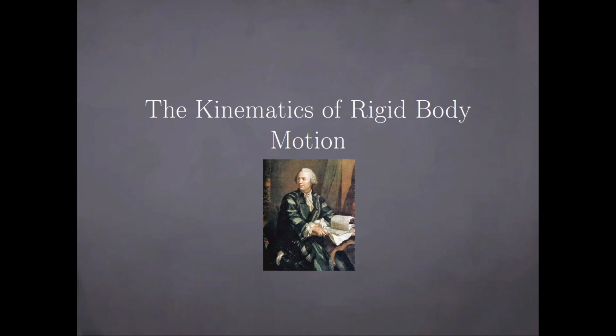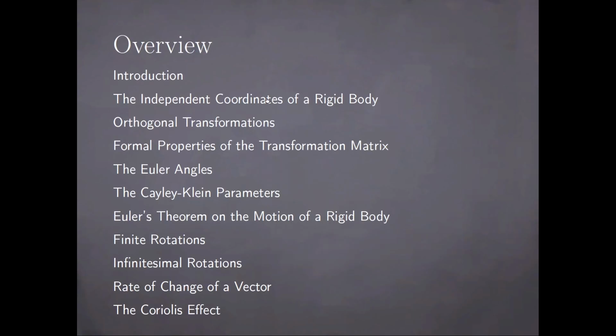Welcome to the Kinematics of Rigid Body Motion, a discussion based on the fourth chapter of Herbert Goldstein's treatise, Classical Mechanics. Today we are going to go through a brief introduction to the chapter, and then we are going to discuss the independent coordinates of a rigid body.